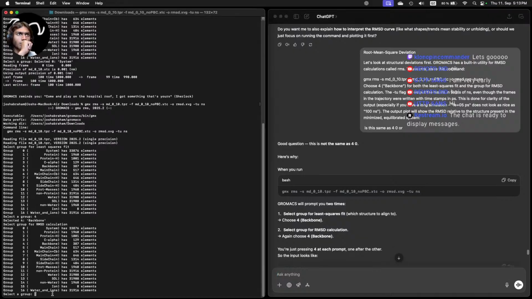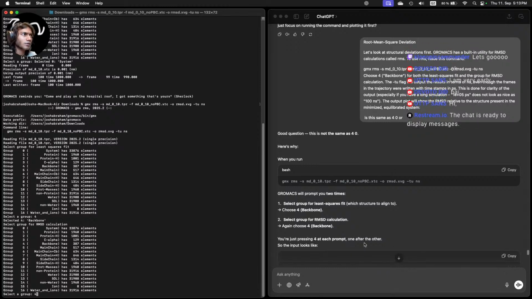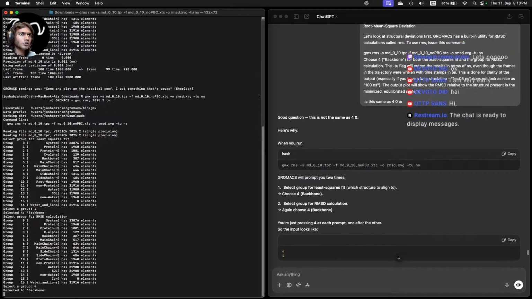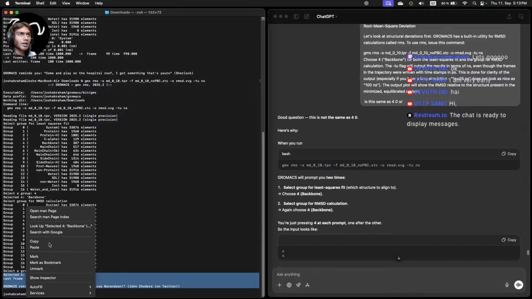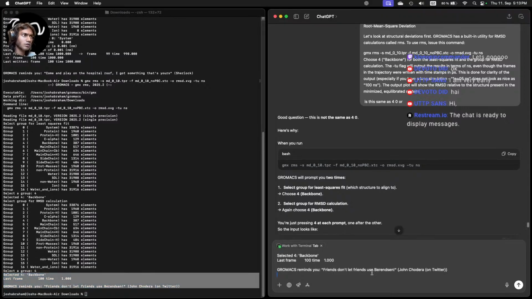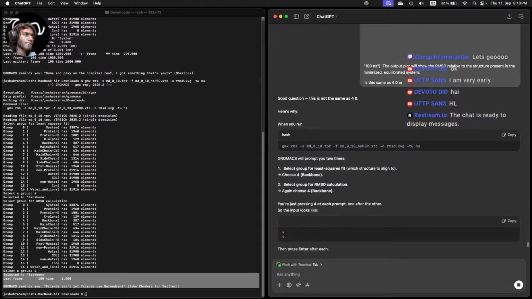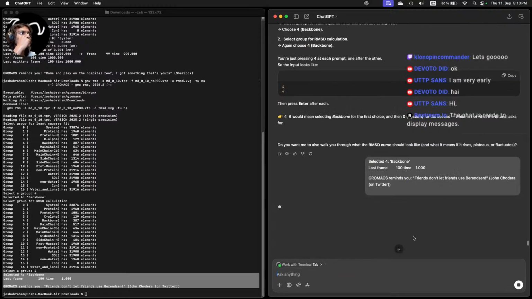Again choose backbone. That's interesting. You're pressing forward each prompt one after each other. Friends don't let friends use Brenson. I don't get it.